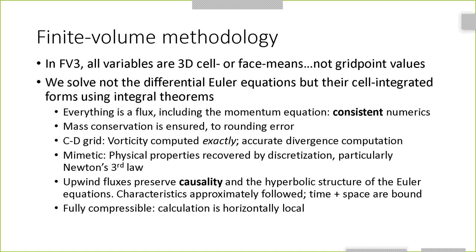Some things are a little bit more specific to FV3. We use a grid staggering called a C-grid. And this has a lot of big advantages. One is that it maintains vorticity, that allows you to compute vorticity exactly, which is very important for latitudinal flows. But we also go a step further, and we integrate a procedure to allow us to compute the divergence of the fluxes very accurately.